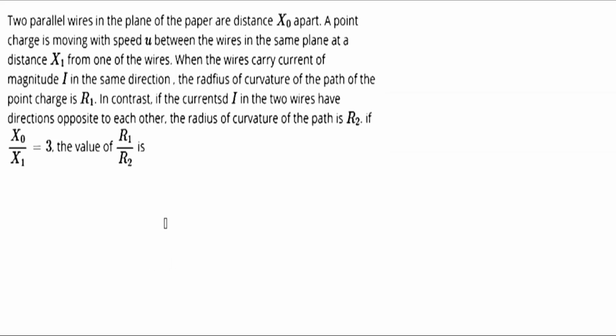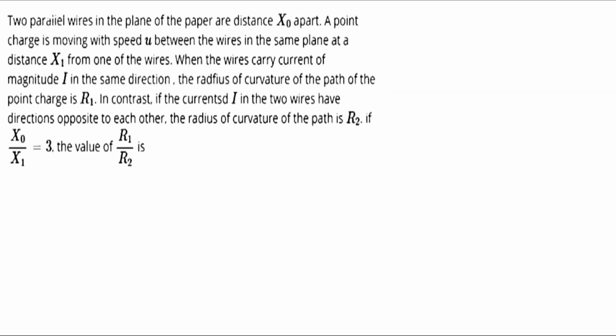Hello everyone, let us start with our question. In this question, what is given? It is given that two parallel wires in the plane of the paper are at a distance x0 apart. Now a point charge is moving with a speed u between the wires in the same plane at a distance x1 from one of the wires.